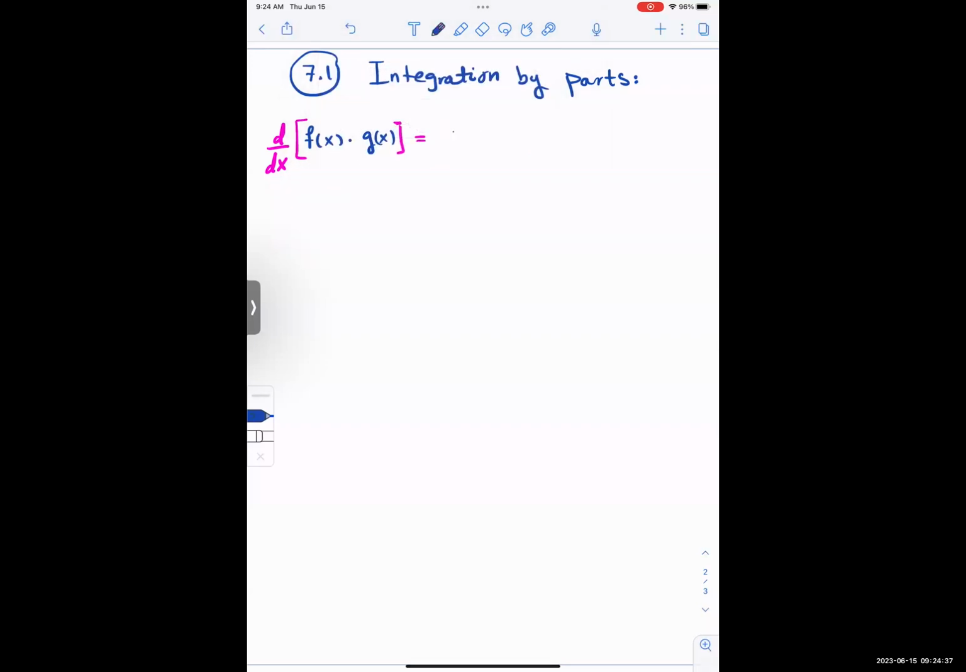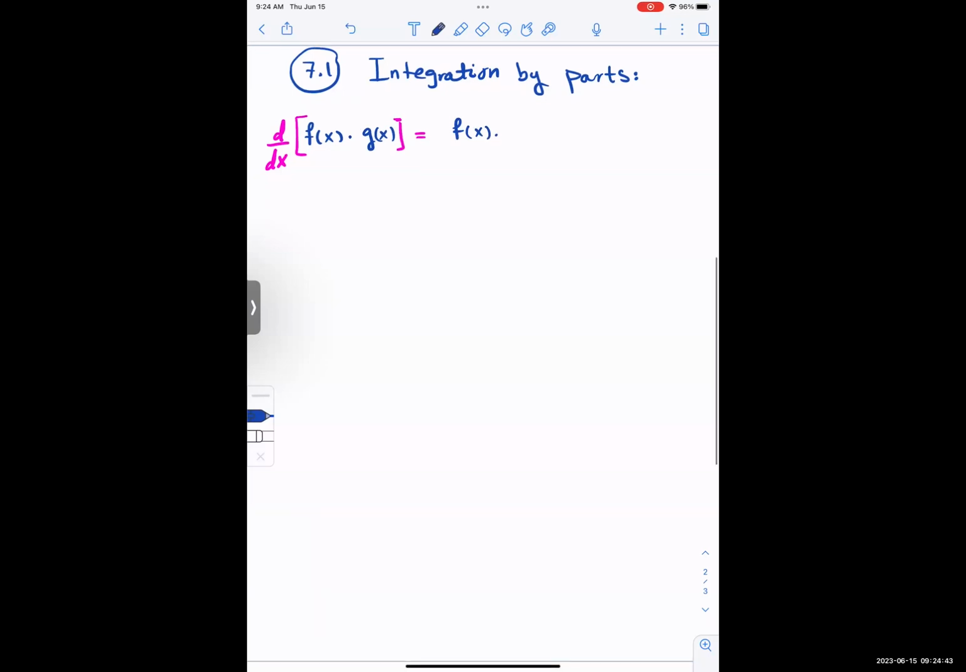So you keep one, for example, f of x, and you say the order is not important. So you keep one times the derivative of the other one, plus you keep the second one this time times the derivative of the first one. Do y'all remember that? Yes.